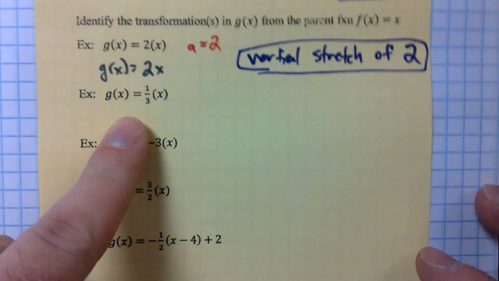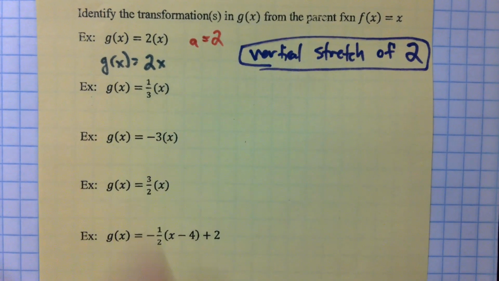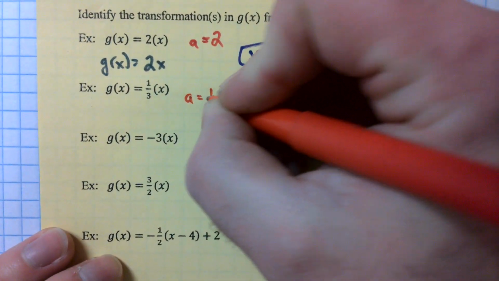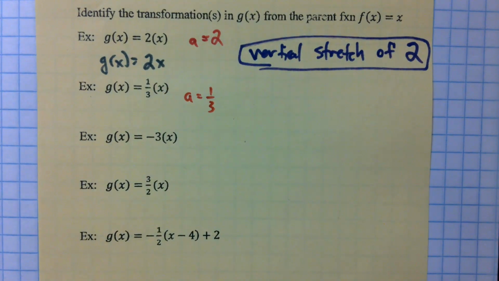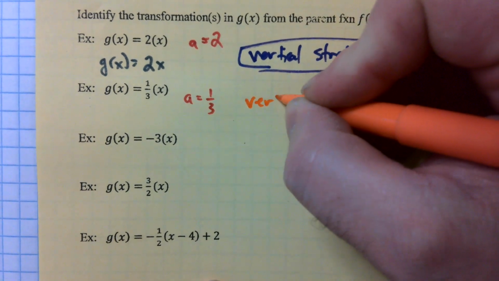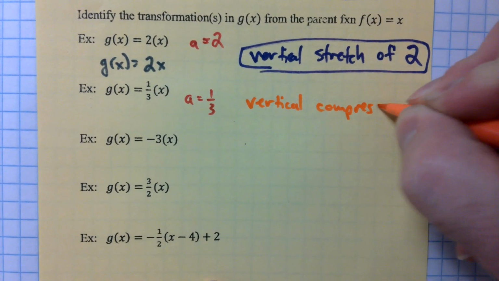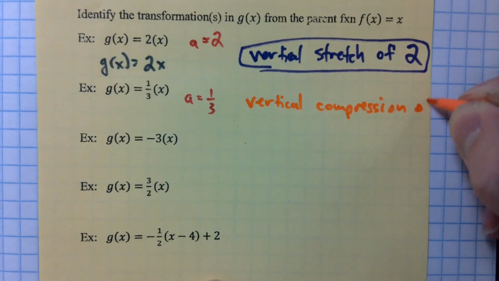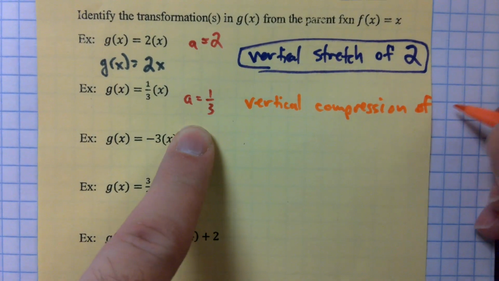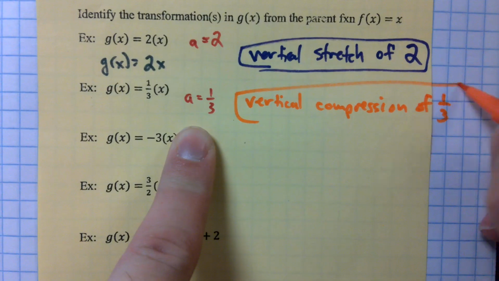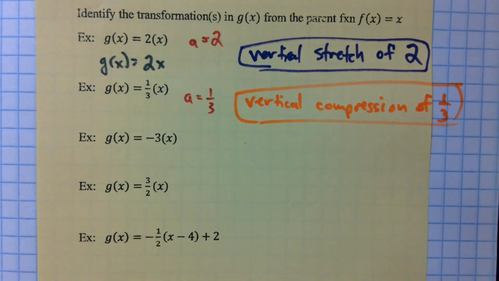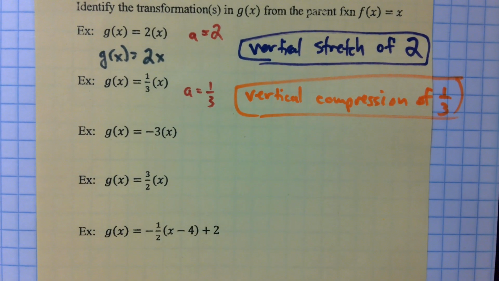So g of x now, let's say, is equal to 1/3 x. What's my a value here? 1/3. What's the absolute value of 1/3? 1/3. Is that more than 1 or less than 1? Less than 1. So this is a vertical what? Compression of, what's my scale factor? 1/3. That's it. Pretty easy, right?